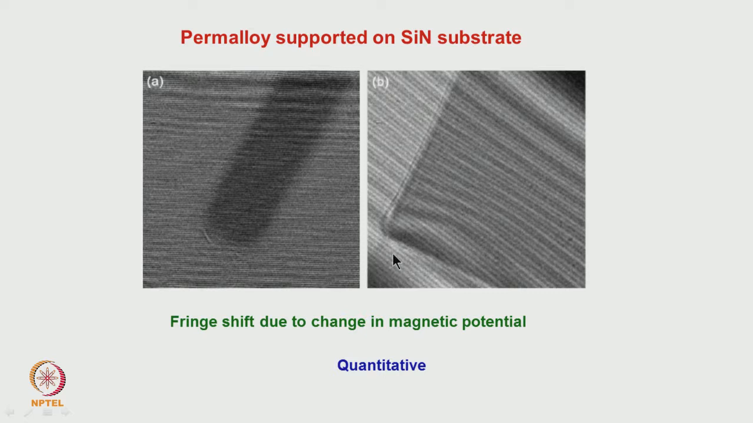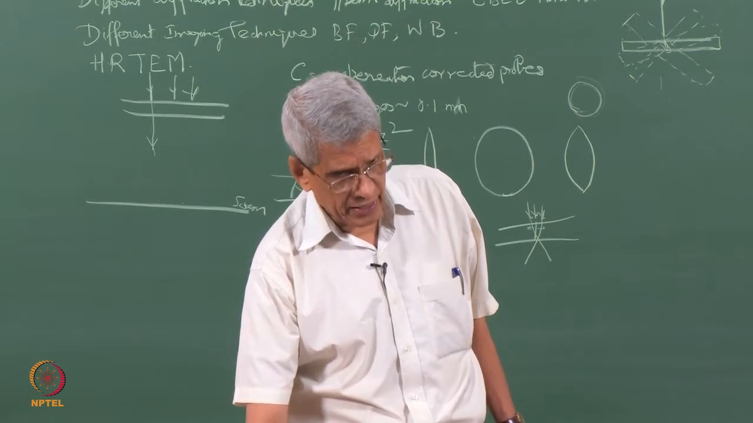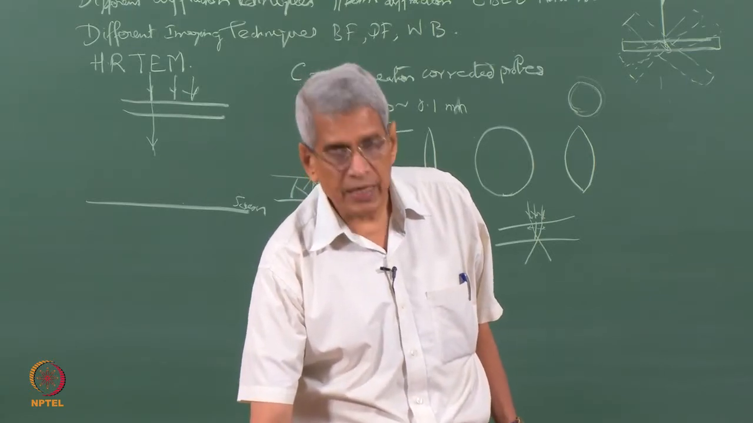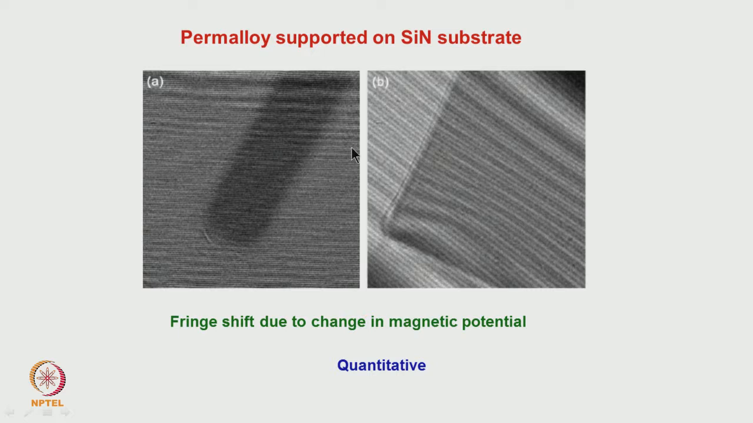In that case I mentioned that we can't get any quantitative information about the magnetic field, whereas in this particular case we can get information about how the domains are distributed, and not only that, we can also quantitatively get information about the magnetic induction in that sample. That is the great advantage of using it. So, essentially we can say that the magnetic potential variation in that sample could be obtained using electron holography.